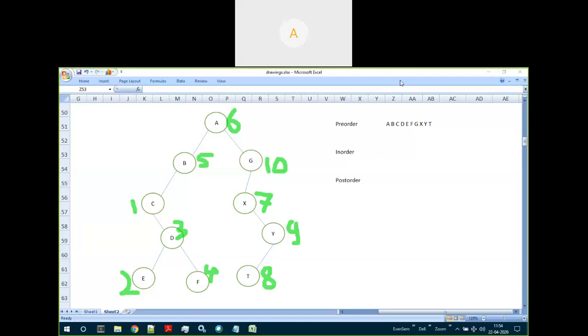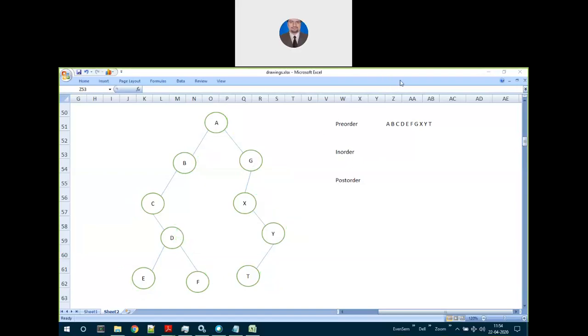Okay. Now what I will do is remove these numbers. Now you tell me what I should be writing in order here. What is the first? C. After C, it is E. After E, D. Then D, F.